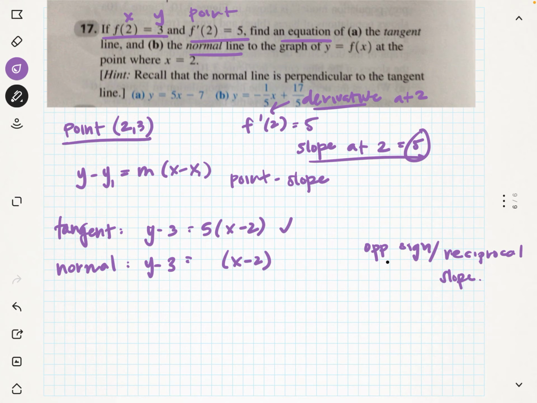So the opposite sign, it starts off with positive. The tangent is positive 5, so we're going to have a negative. And the reciprocal of 5 is 1/5. And then, again, we're done. So this is pretty easy once we understand what information it's giving us and the format that it's giving us the information in. Then it's just substituting some numbers into our point slope form.